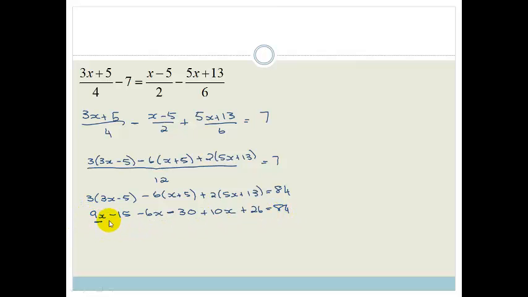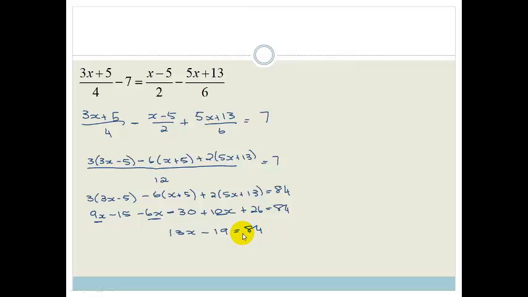Okay, now all we do is add our like terms. We've got 9x minus 6x plus 10x. So 9x minus 6x is 3x. And then we add the 10x, we get 13x. And then we've got minus 30 minus 15 is 45. And then we are adding 26 to negative 45, so it becomes minus 19 equals 84.